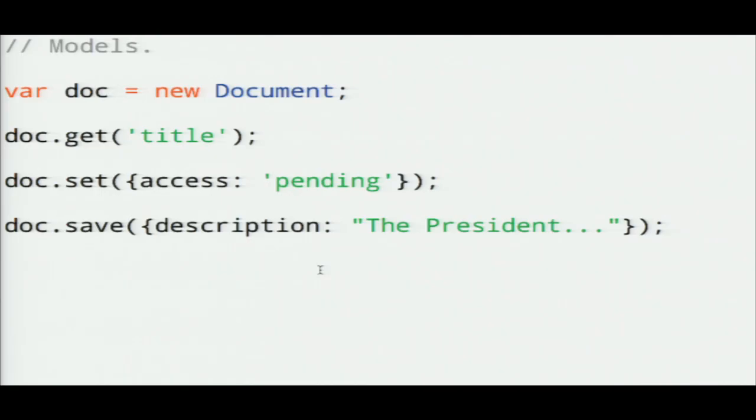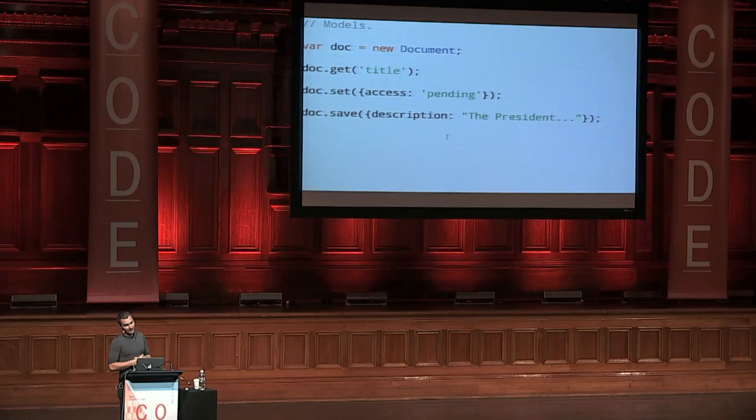So here you've got your basic document model. A document might have a title that you can access. The title would be a row in your database or the equivalent JSON field in your database, depending on what kind of database you're using. And you can manipulate the data, right? You can change the access level of the document depending on whether something's happening to it, and you can change the description of the document.